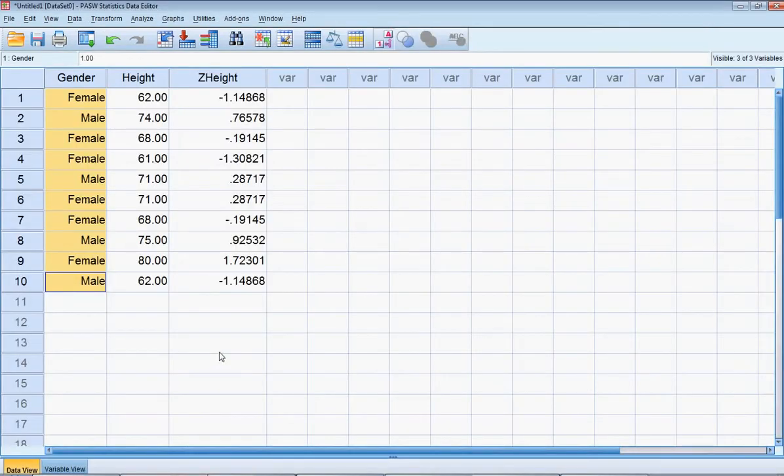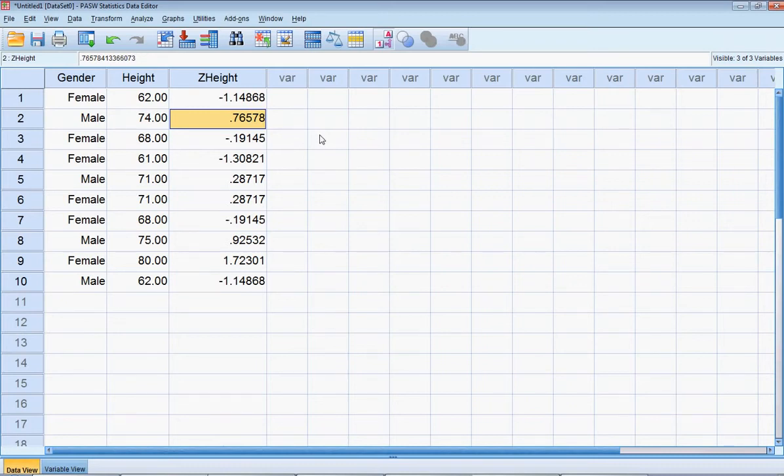you'll notice a new variable appeared here. It's called z-height. Do you know what these are? These are the z-scores. It converts each height measurement into a standardized score that says how many standard deviation units away from the mean this score is. Negative means it's a little below the average, and a positive score means it's a little above average. So that's a quick and easy way to get z-scores in SPSS.